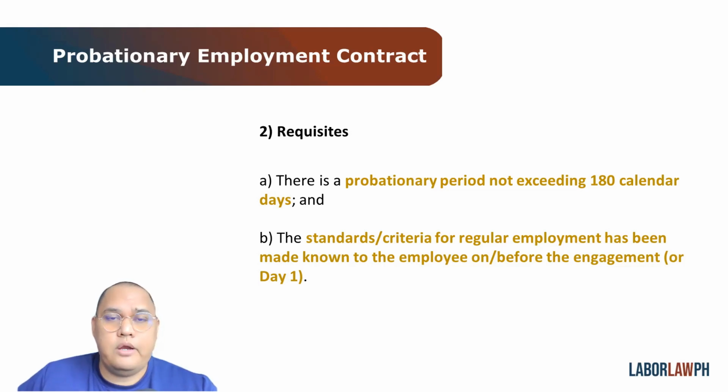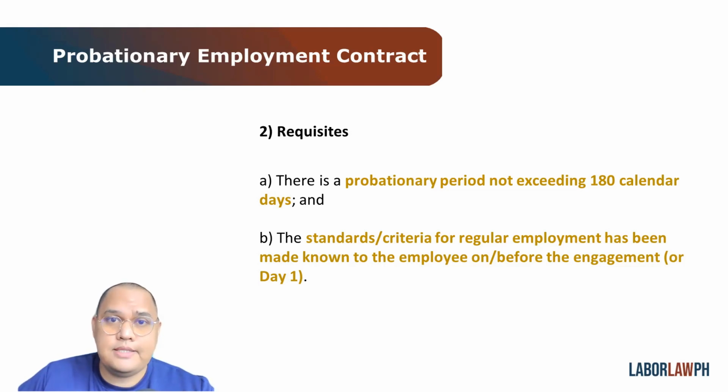Now, those are the only two requirements. Remember that the results of the evaluation should be issued or made known to the employee on or before the last day. So under the Labor Code, strictly speaking, the evaluation is only done once, okay? And then the results of the evaluation may be communicated to the probationary employee on or before. On means on the last day or before the last day.